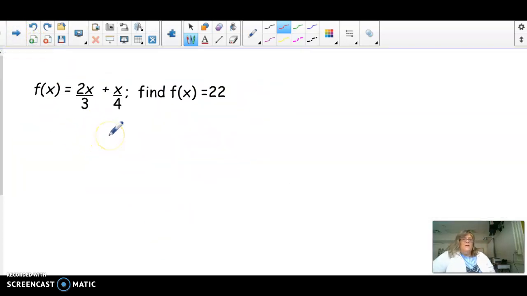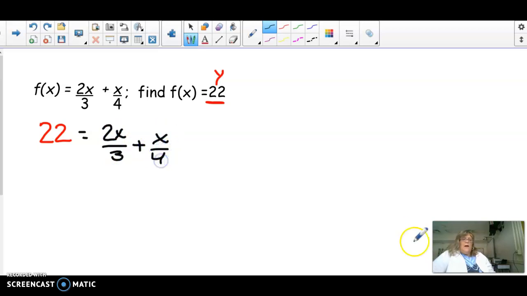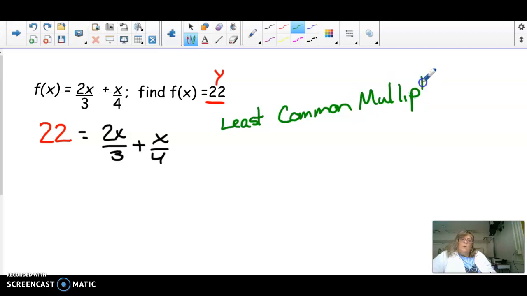Let's try one that's a little teeny bit harder. Here we're going to plug in 22, but we're not plugging it in for x, are we? This is our x, so this is our y value. So this quantity over here, we're going to say is equal to 22. And then the rest of it is the same, 2x over 3 plus x over 4. Now, how do we solve that? We have fractions. So we have to find our least common multiple. Remember that LCM? What's the smallest number that both 3 and 4 can divide into?